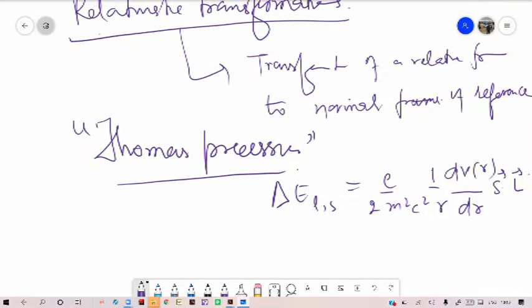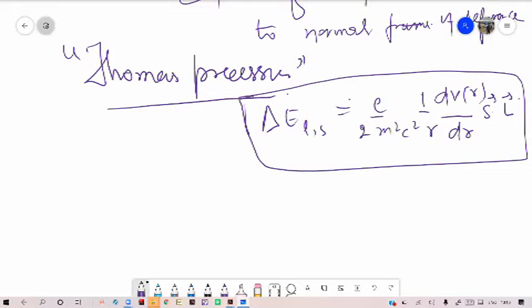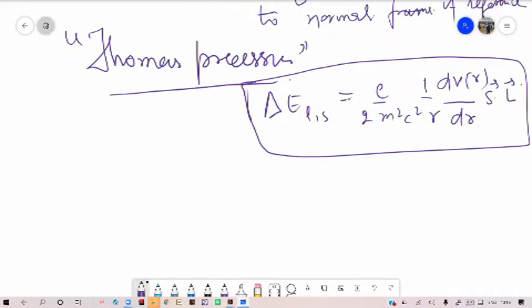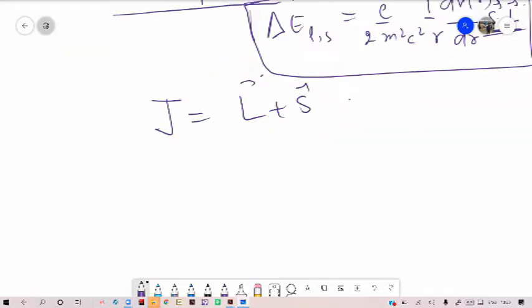Now, this is one of the important results. We will need this result to move further ahead. We don't need any other concepts. Now we know that J is equal to L plus S. I will just evaluate this term S dot L, the spin and orbital interaction.